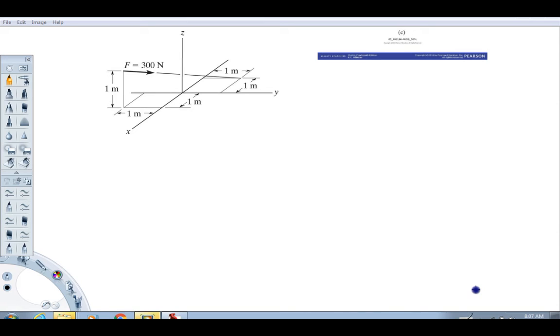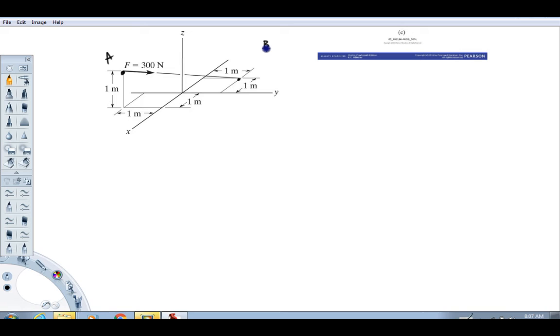The purpose of this video is to show how to write a force vector in Cartesian form or in unit vector form. What we're looking at here is this 300 Newton force, and this 300 Newton force acts all along this line, the line that points from this point to this point. First thing I'm going to do is give these points names. I'm going to call this point A and this point B.